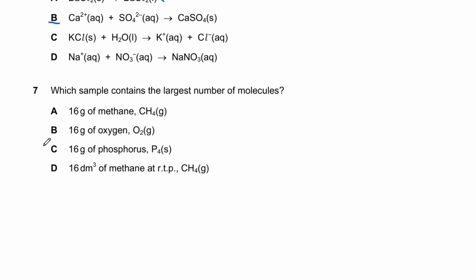Question 7. Which sample contains the largest number of molecules? Now, the number of molecules depends on the number of moles. And remember that our formula, number of moles is equal to mass over molar mass. So let's get the molar mass of the compounds we have here. For methane, we have 12, that's the atomic mass of carbon, plus 1 multiplied by 4, that's 12 plus 4, which is 16 gram per mole. Then oxygen, the atomic mass of oxygen is also 16. So 16 multiplied by 2 is 32 gram per mole.